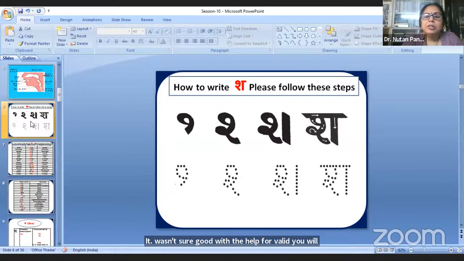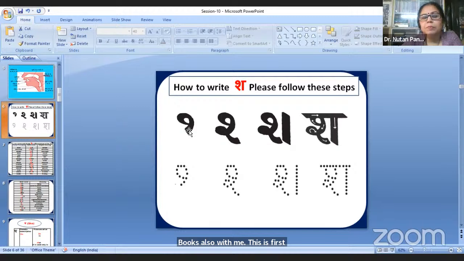How to write sh, please see this slide. You will follow 4 steps and you will easily make it, and you can practice in your exercise books also with me. This is the first step. You will take this one, you will make this round and put it here small. And then this is just like the ra you have gone through with the consonant ra in previous classes, but it is slightly different from that. This is this one. You can see my arrow also in the slide.